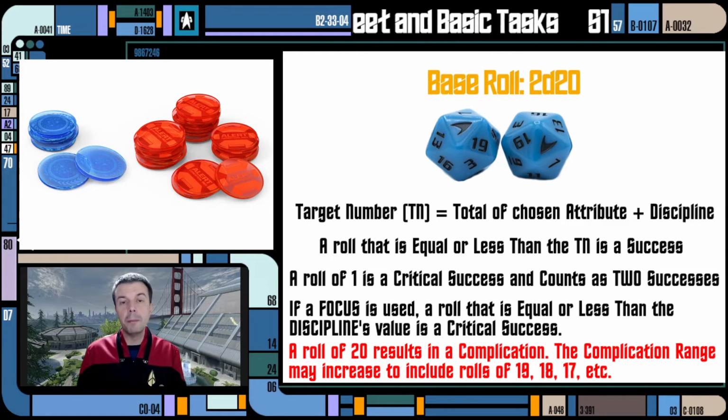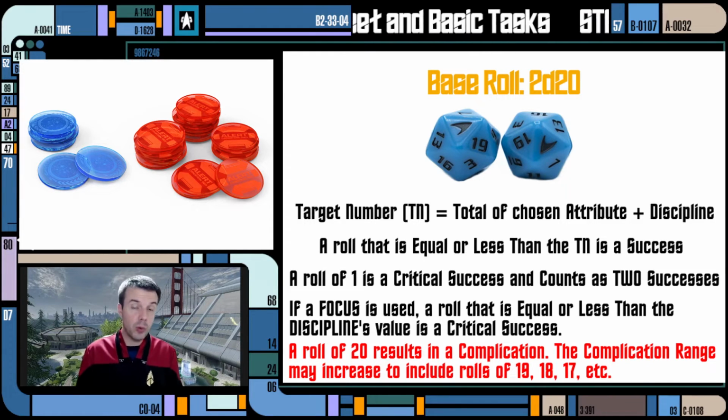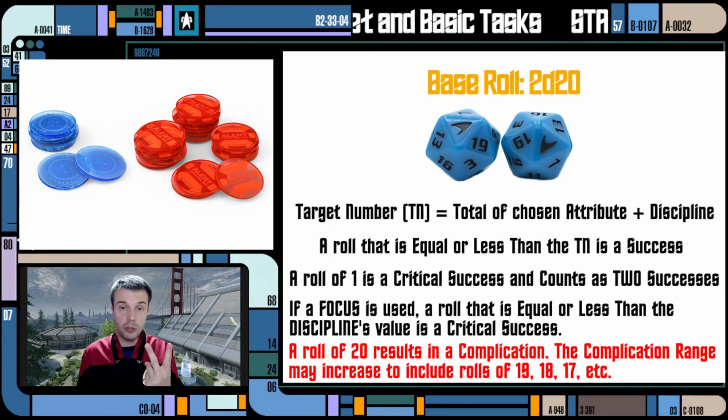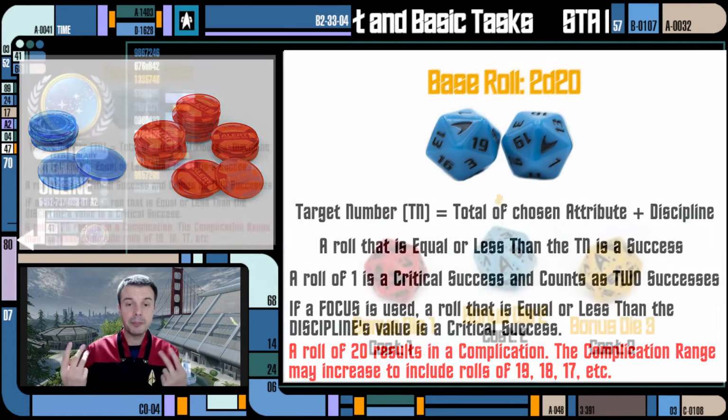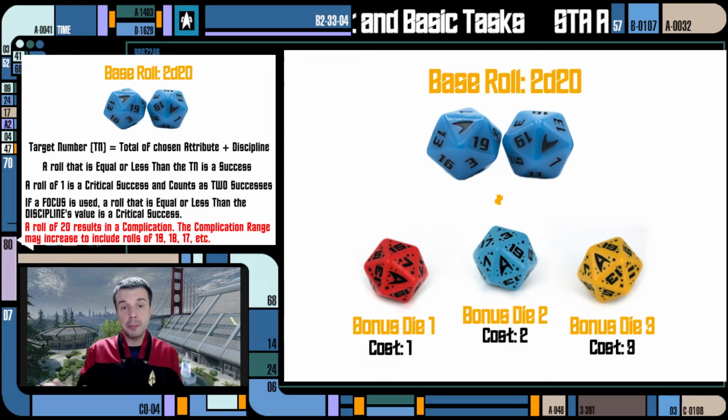Either one of those might be able to buy up to 3 extra dice for you. You start with 2, you could buy up to 3. So you could have up to 5 dice.